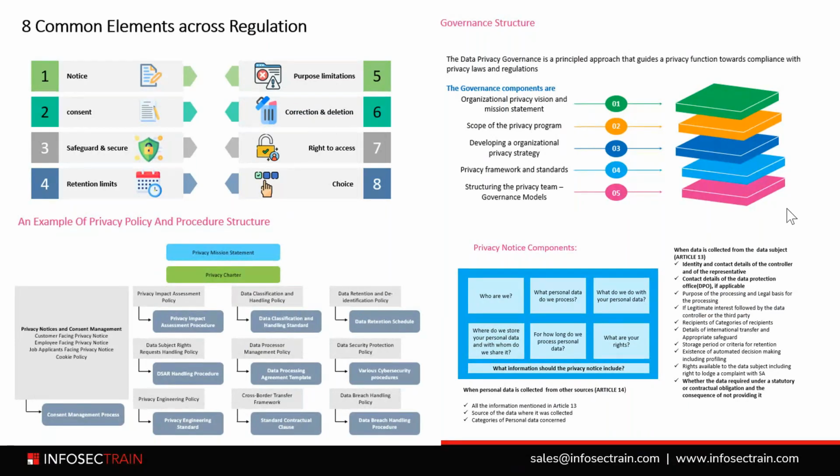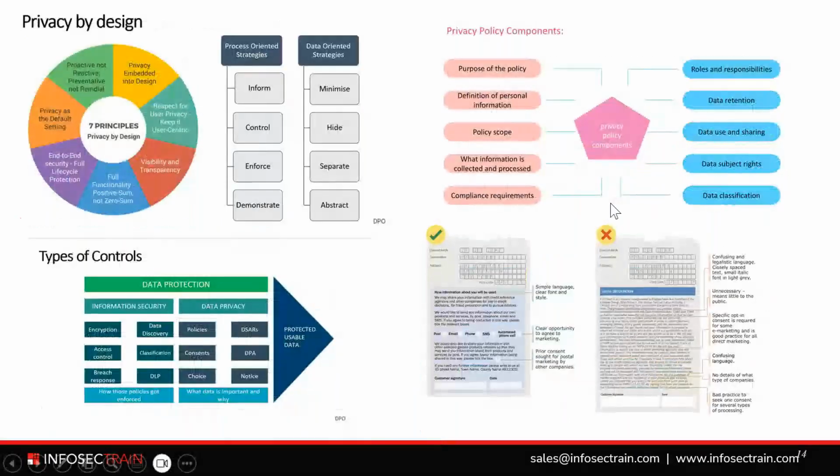In this course, we will start with the important aspects of governance, right? We speak about how to develop your policies and procedures. We'll give you enough templates. What are the privacy notice components to build the governance structures? And we will be catering to privacy by design. What are the different types of controls?